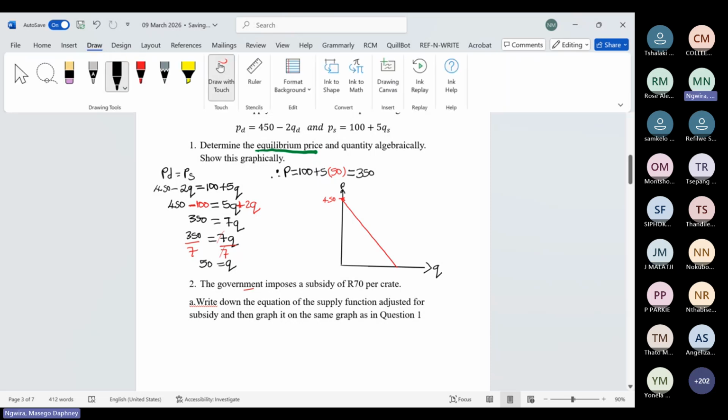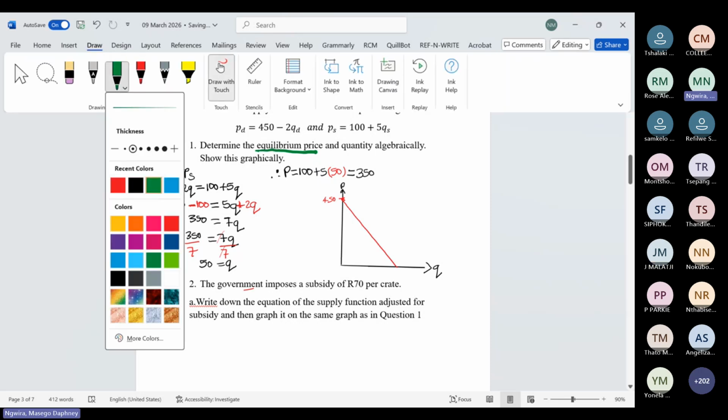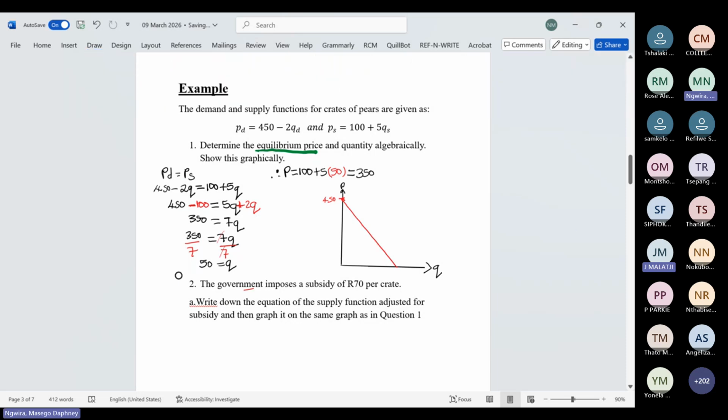And then we do the supply function. The supply function starts at 100. So I'm just going to assume my 100 is here. That's where your graph starts. This one starts at 100, this one starts at 450. Then I take this up. That's my supply function, PS equals 100 plus 5Q. This point here is your equilibrium.